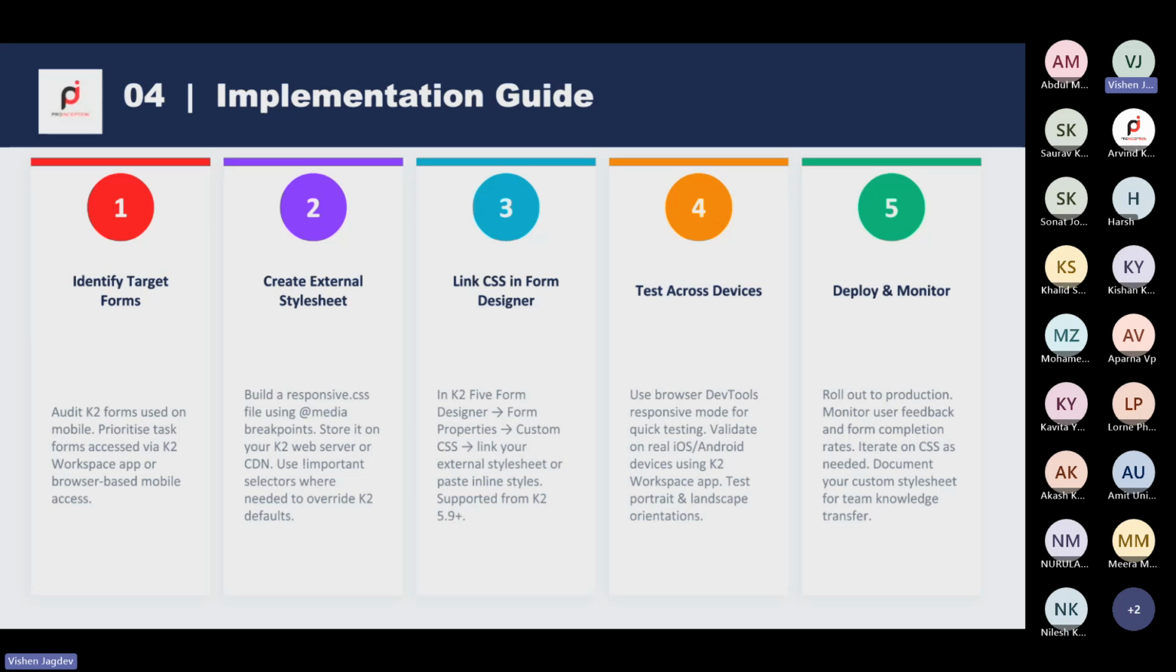We start on step 1, identify target forms. This is where we take stock of which forms are most used on mobile, especially those accessed through the K2 Workspace app. It's about prioritizing impact, so we identify these forms first.